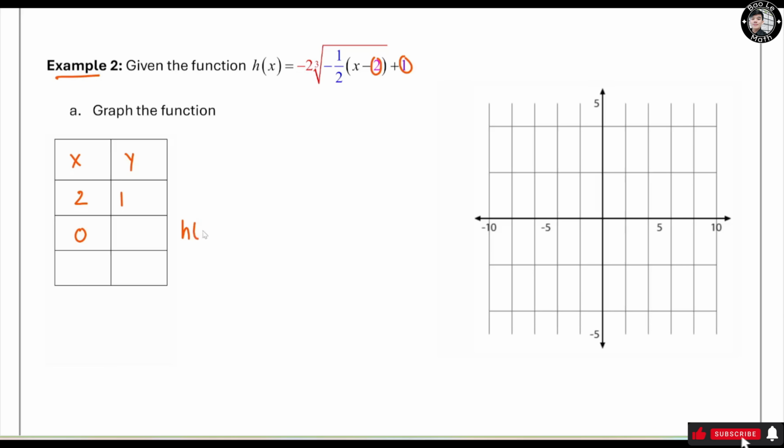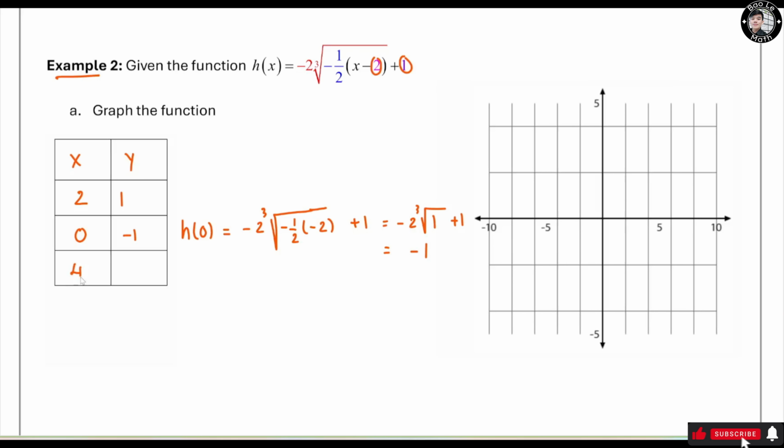So we have h of 0 is going to be -2 cube root of -1/2 times 0 minus 2, plus 1, right? Now we're going to simplify. It's going to be -2 cube root of 1, plus 1, right? So it's going to be -1.